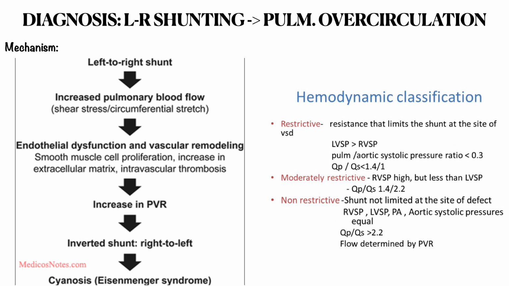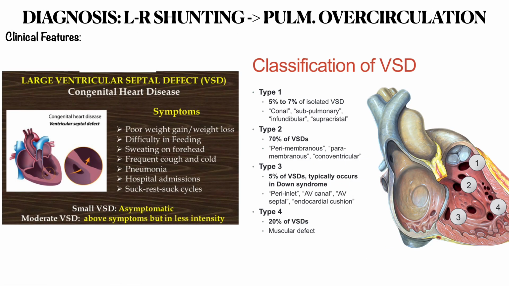The diagnosis, the clinical features: there are large ventricular septal defects as congenital heart disease. The symptoms are poor weight gain or weight loss, as we have seen in this case, and that the patient lies in the 5th percentile, and also difficulty in feeding, sweating on the forehead, frequent cough and cold, pneumonia, hospital admissions, shock, rest, shock cycles. The small VSDs are often asymptomatic, but moderate VSDs have the above symptoms but in less intensity.